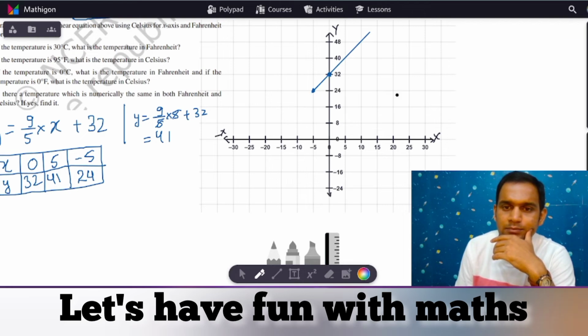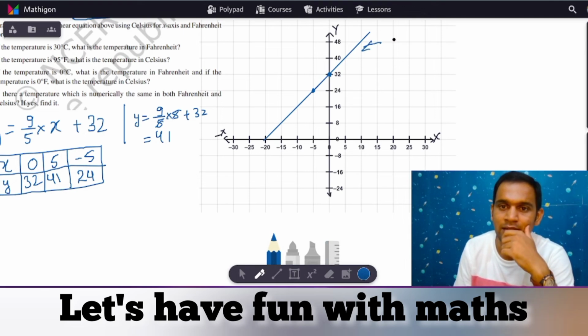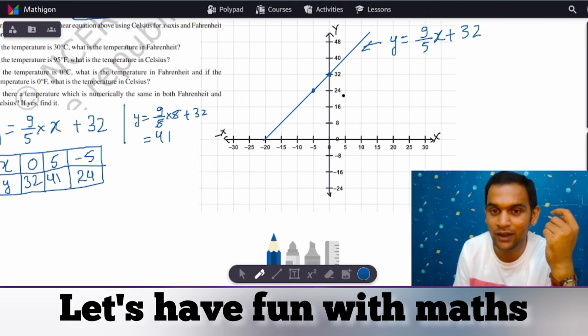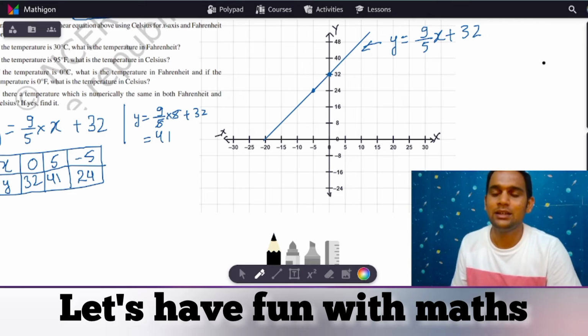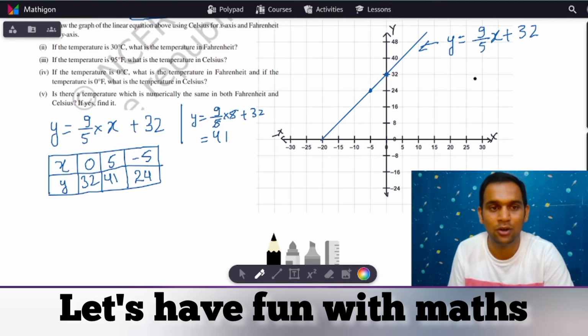Yes, our graph is looking something like this, and this is the graph for y equals 9 by 5 x plus 32. Now you can observe very clearly, as I told you, the third point acts as a verification. Now 5, it should be a little up from 41, and you can see it because there is a difference of 8 between these, so it should be a little bit up to that. So that acts as a verification point. That is how we plot the graph of this particular equation.